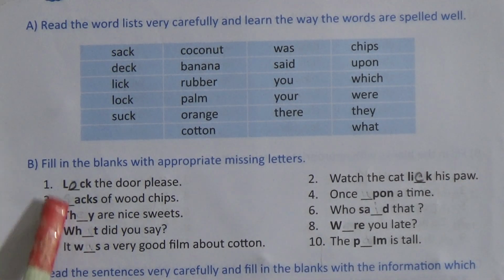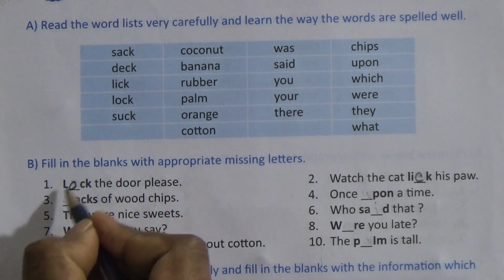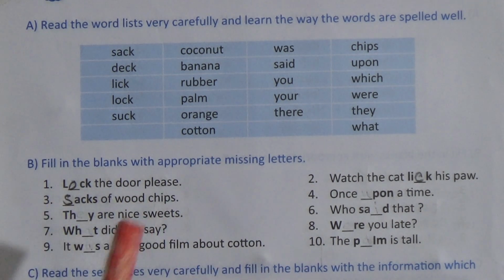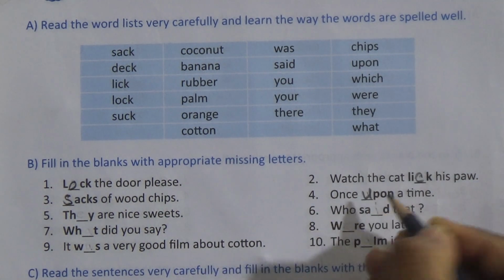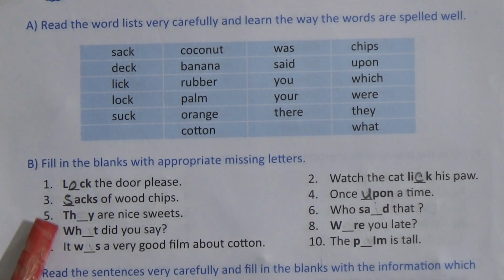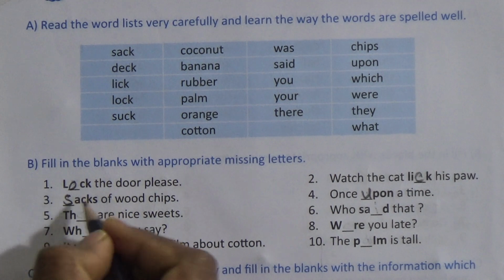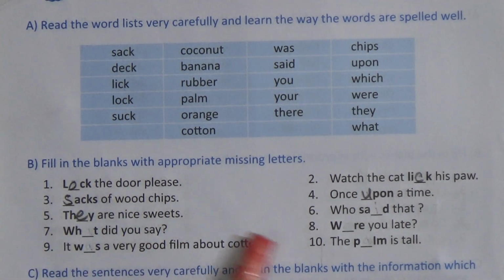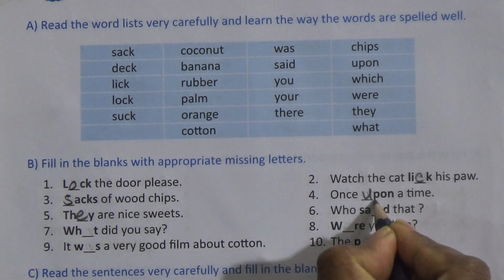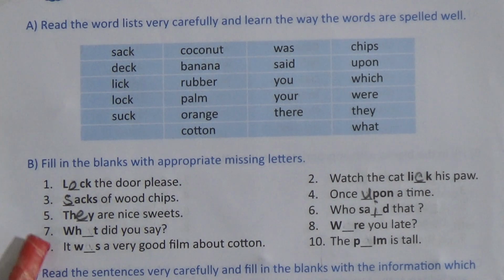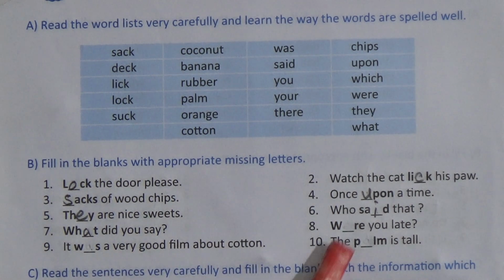Number 3, gap of wood chips, sack. Then number 4, once gap a time, once upon. Then number 5, gap are nice sweet. It would be they are nice sweet. Then 6, who gap that, who said that. Number 7, gap did you say, what did you say. Then number 8, gap you late. It would be were you late.